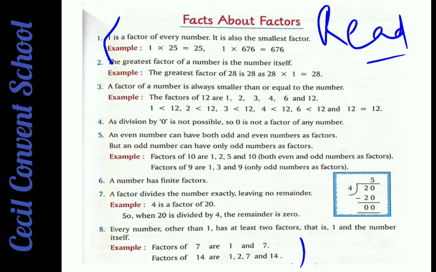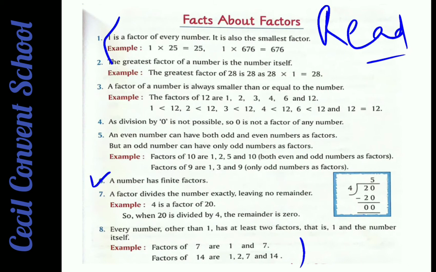Now the second point is that the greatest factor of a number is the number itself. 1 is the smallest factor and the greatest factor of any number is the number itself. And every factor of a number is always smaller than or equal to the number. See this number's factors: all numbers are smaller than 12. Clear? Now, as you all know, 0 is not a factor of any number because 0 does not divide any number. Clear?